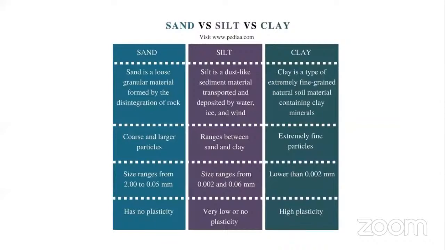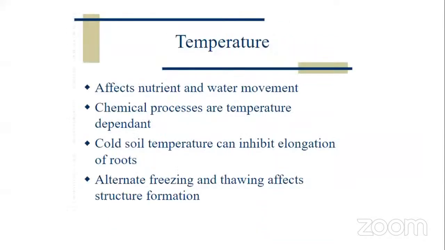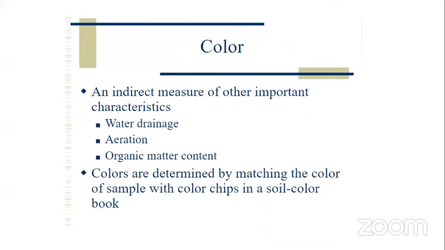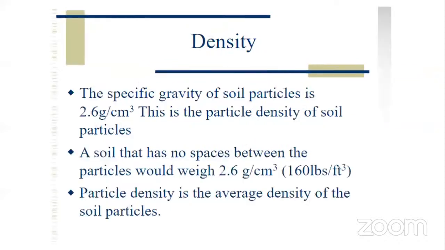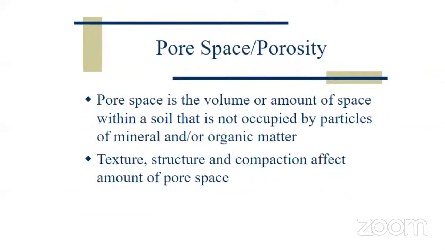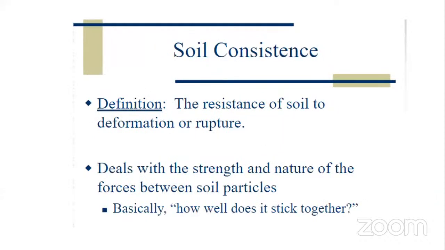And for silt particles, the specific surface area ranges from 1.1 meter square per gram to 11 meter square per gram. As their specific surface area increases, their chemical activity also increases as compared to the sand particles.